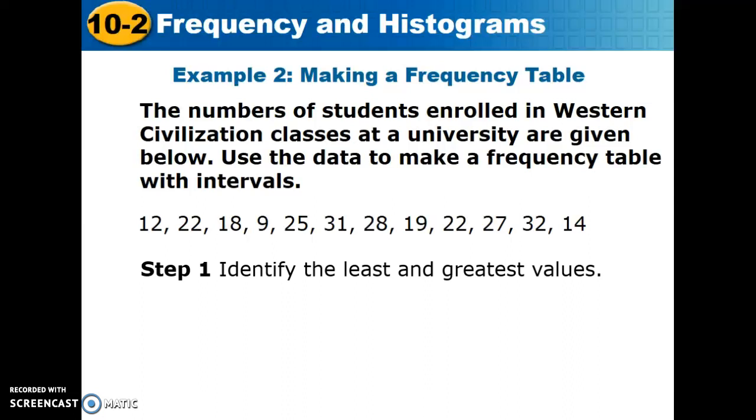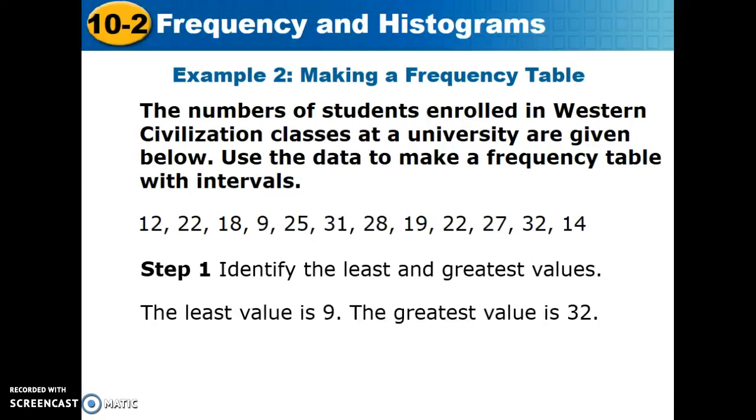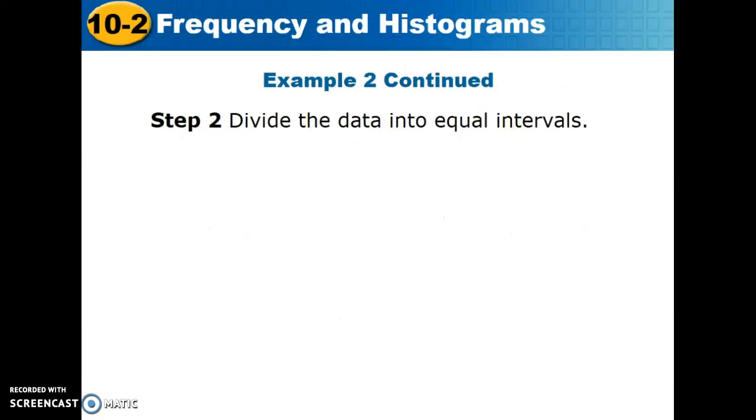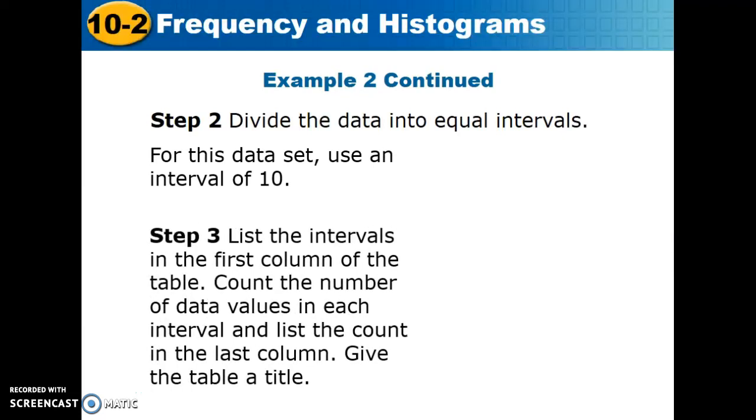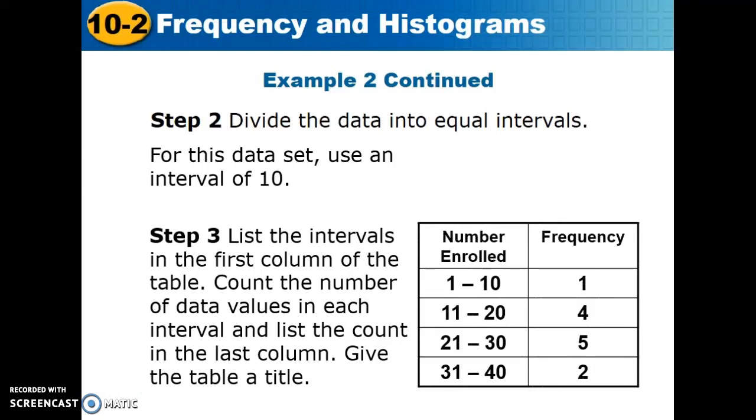We're going to go through the steps of making a frequency table. Identify the least and greatest values. Looking at our table, we can see 9 is the least, 32 is the greatest. We're going to divide the data into equal intervals. For this data set, we're going to use an interval of 10. Listing them in columns of the table, count the number of data values in each interval and list the count in the last column. Give the table a title.